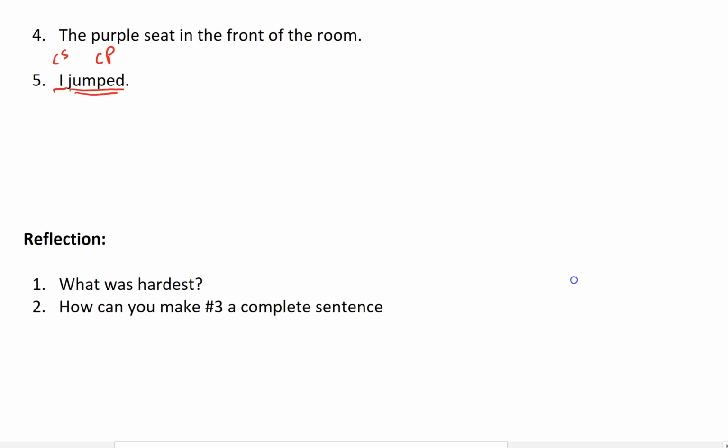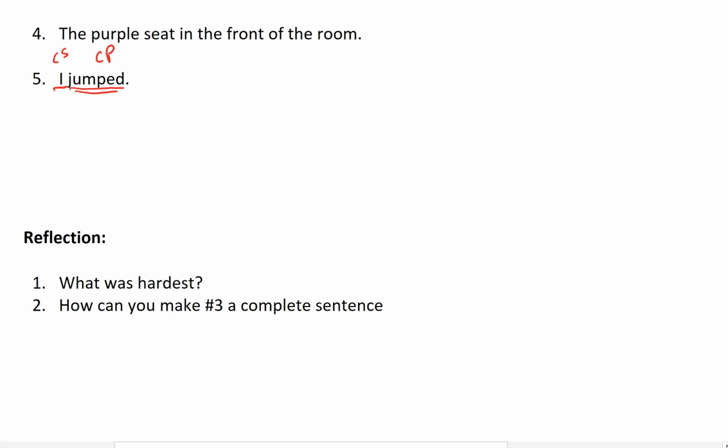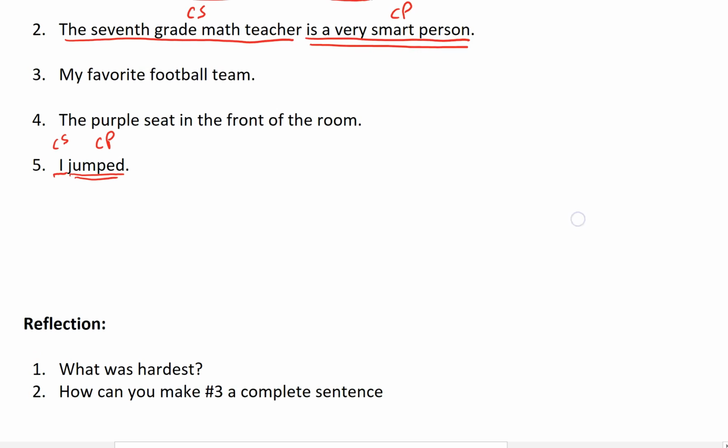Take a few minutes right now to reflect upon what just happened. What was the hardest part of this lesson? And also, take a look back at number 3. What could you do to make number 3 a complete sentence?